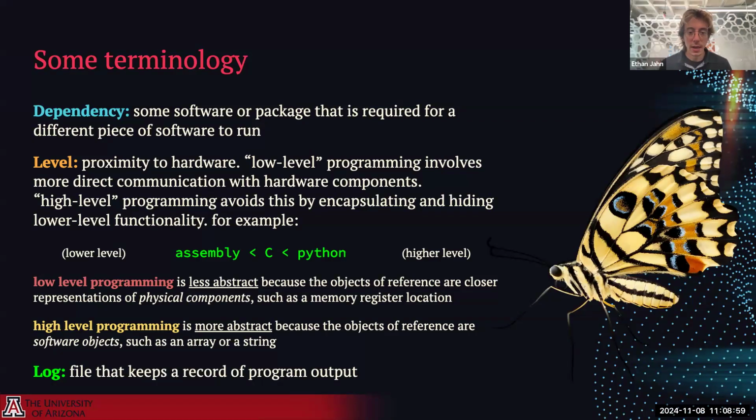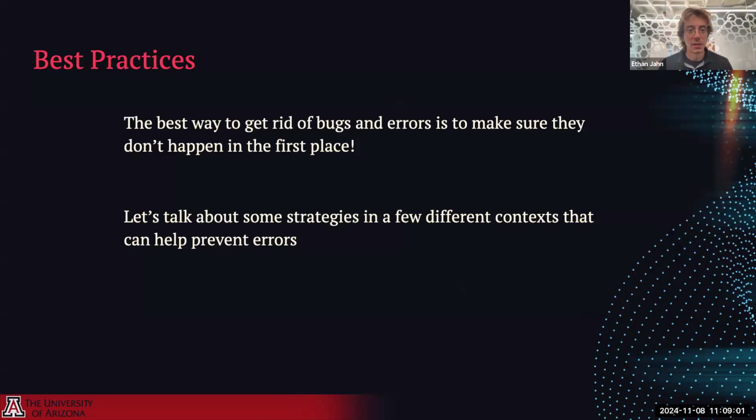So with these out of the way, let's talk about some best practices. The best way to get rid of bugs and errors is to make sure they don't happen in the first place. So we want to talk about a few strategies in a few different contexts that can help prevent errors.